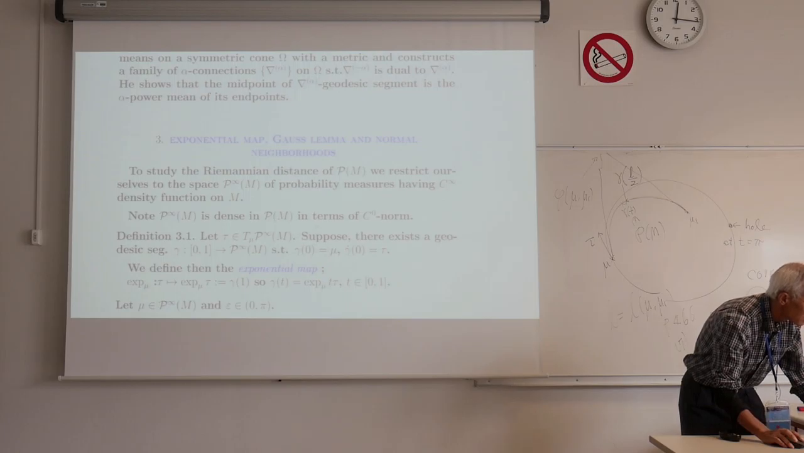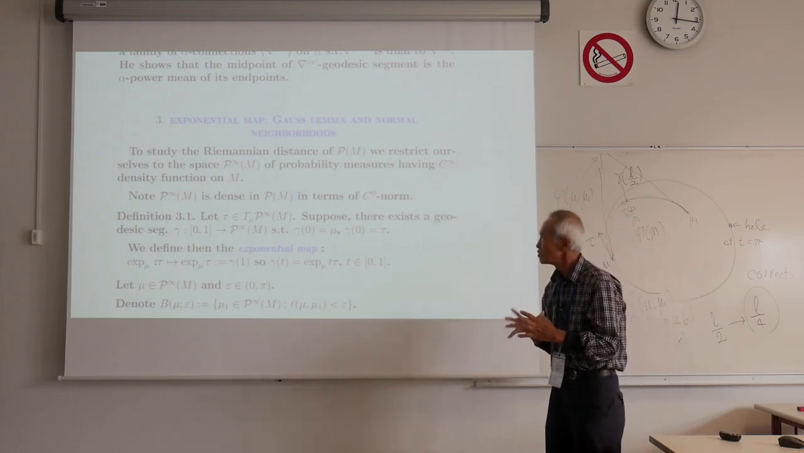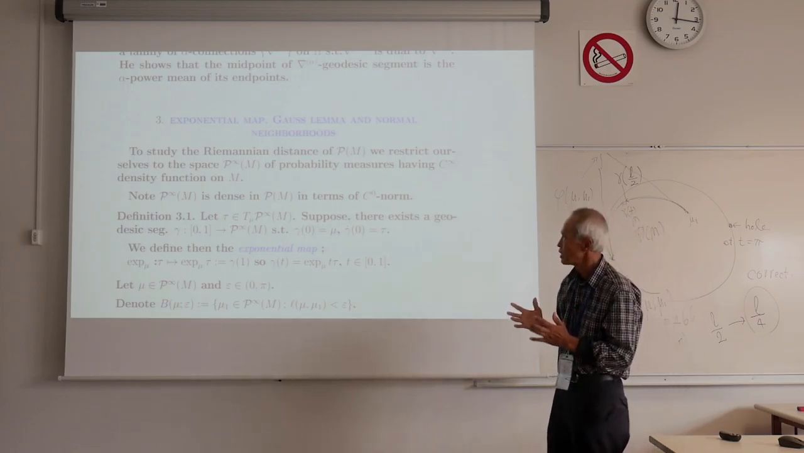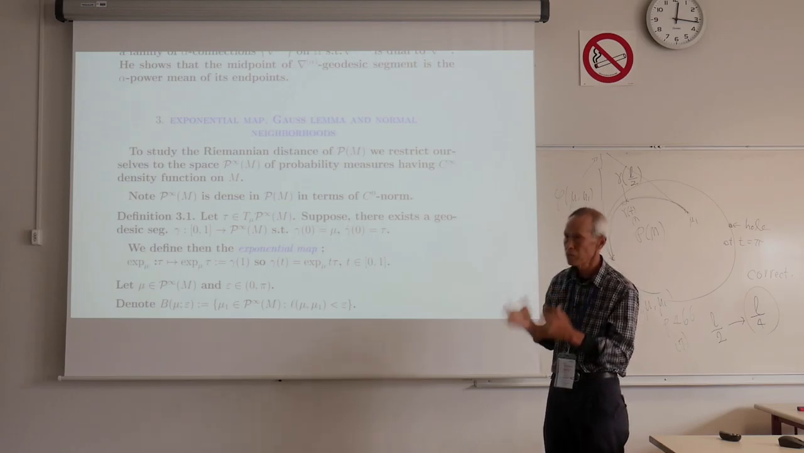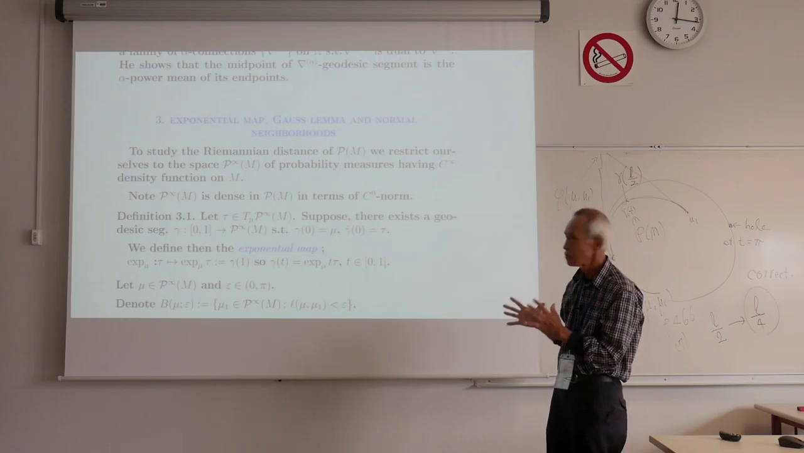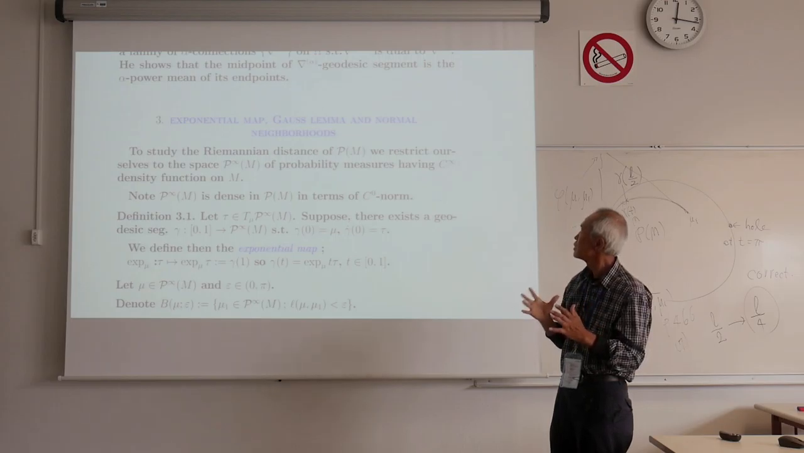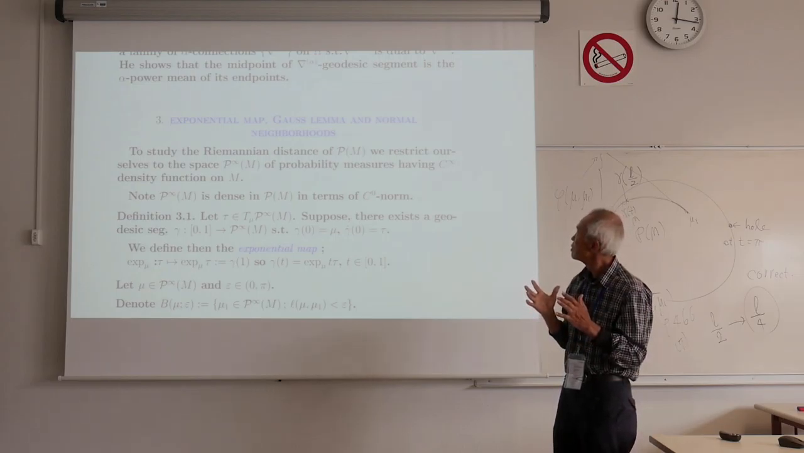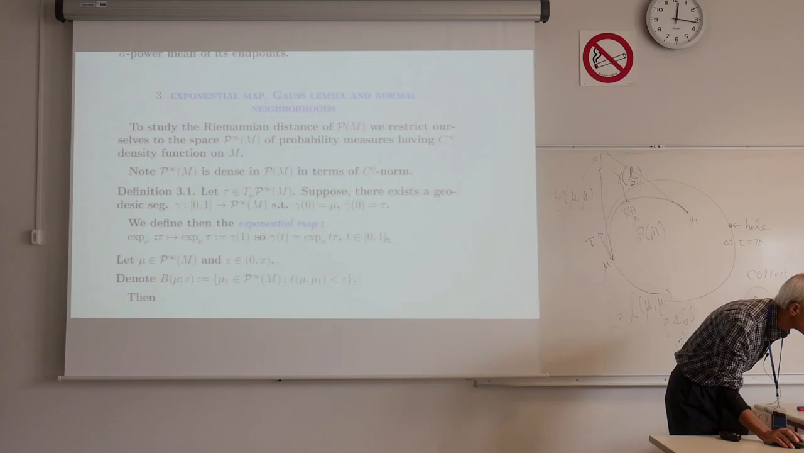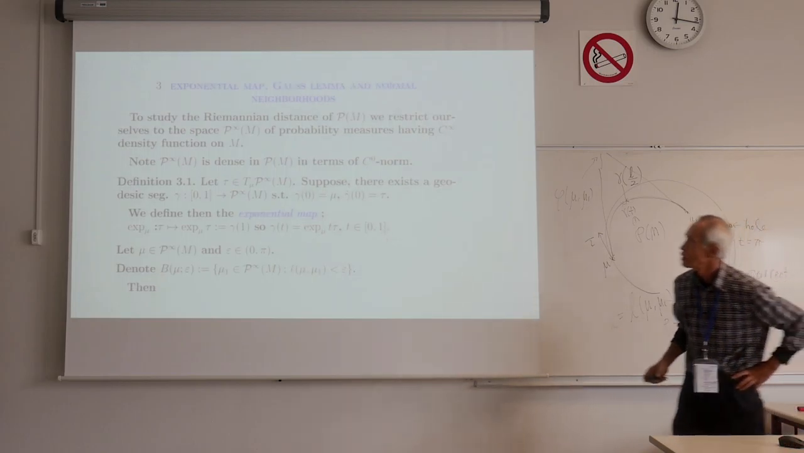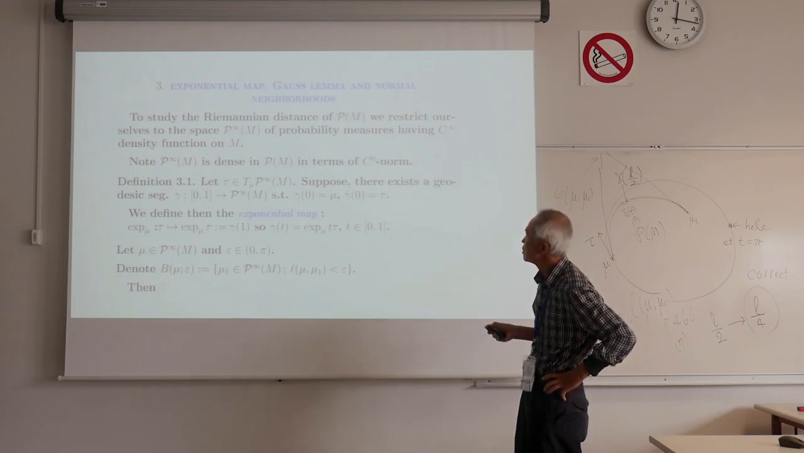Okay, so now I want to move to the theorem of Riemannian distance. We can discuss Riemannian distance if we can provide the exponential map on a Riemannian manifold, the Gauss lemma, and the existence of a normal neighborhood.